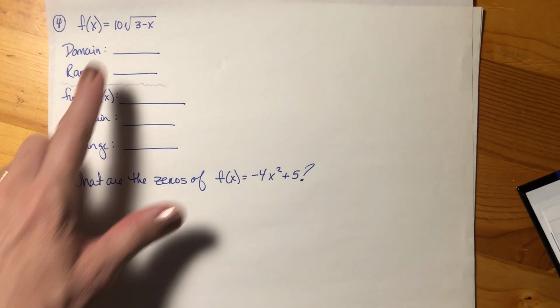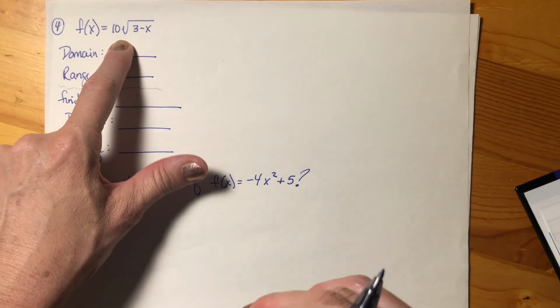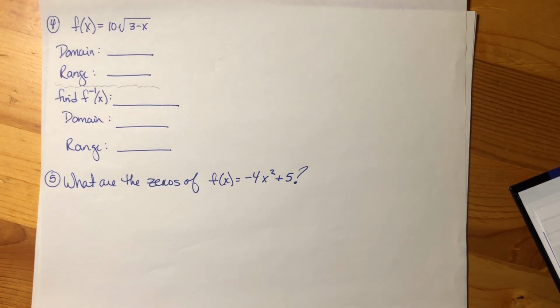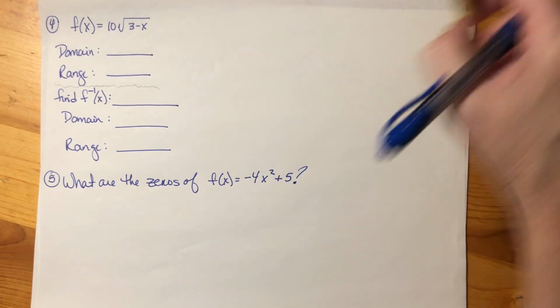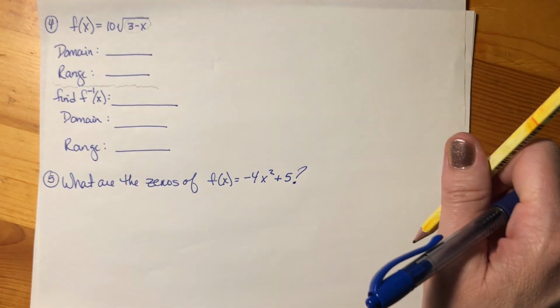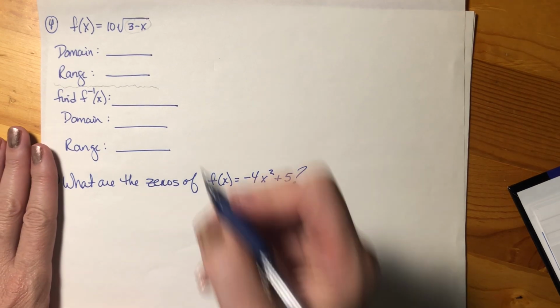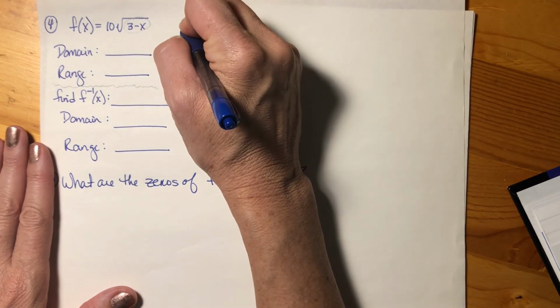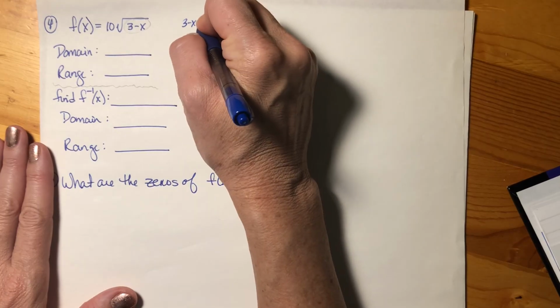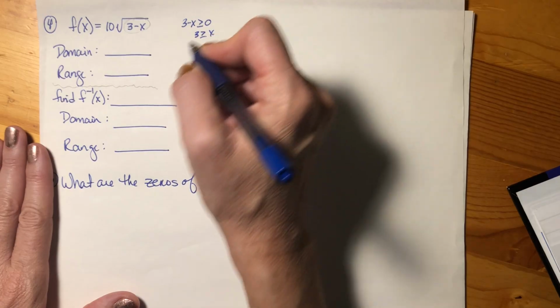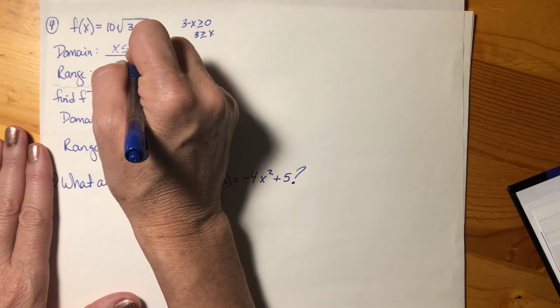Okay, so now I'm going to give you the function f of x is equal to 10 times the square root of 3 minus x. And I would like to know what the domain is. What are my restrictions on that? Well, I know that underneath the radical sign, this cannot be negative, okay? So really, I'm going to say 3 minus x has to be greater than or equal to 0. And so 3 is greater than or equal to x. So I know x is less than or equal to 3, okay?